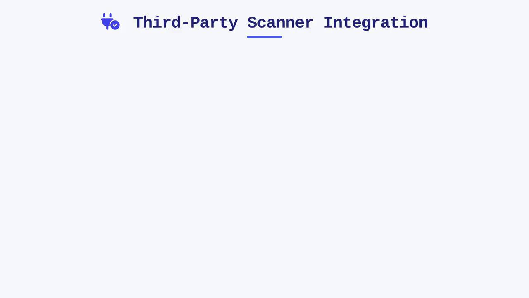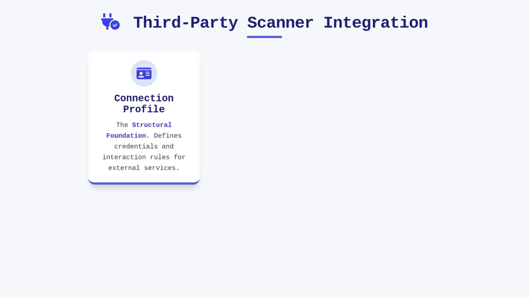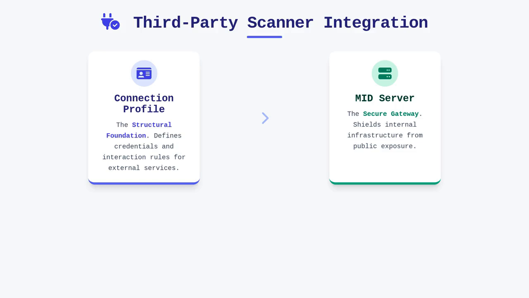When we begin the process of integrating a third-party scanner, the foundation of our work rests on the connection profile. In the ServiceNow platform, this isn't merely a set of credentials. It is a structured record that defines how the application interacts with external services. We must first verify the existence of the appropriate MID server, as this acts as our secure gateway across network boundaries, effectively shielding our internal infrastructure from direct public-facing exposure.